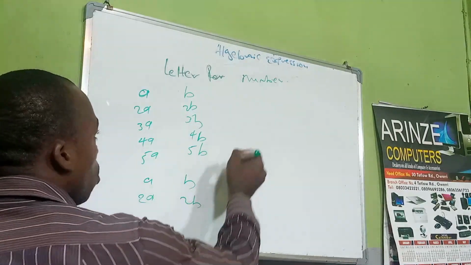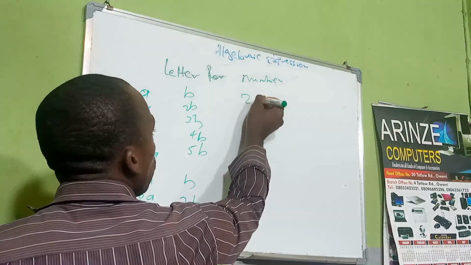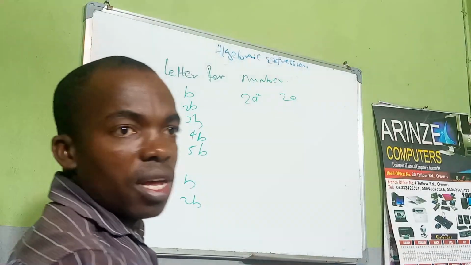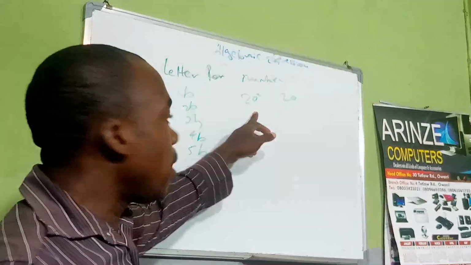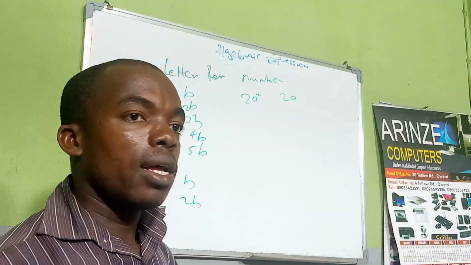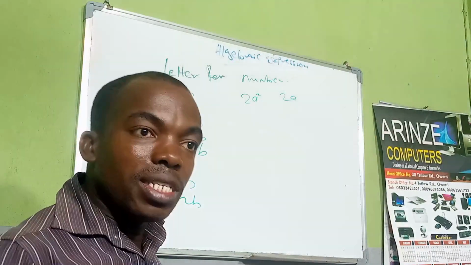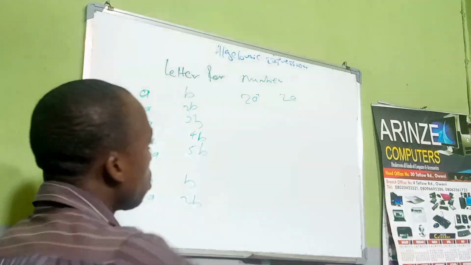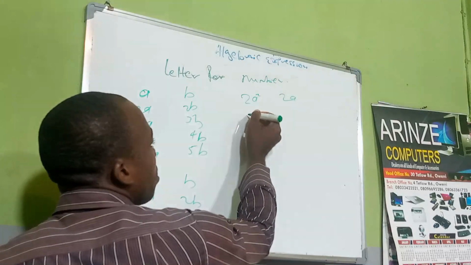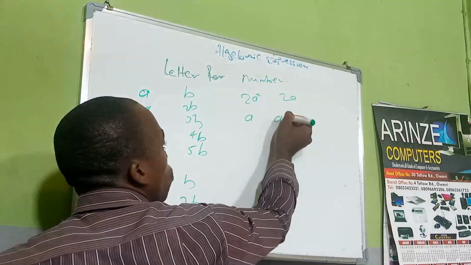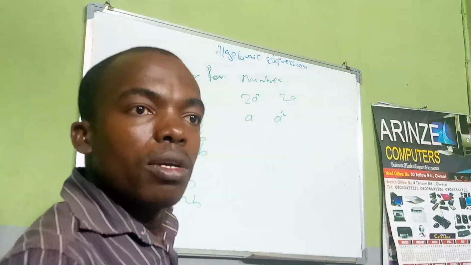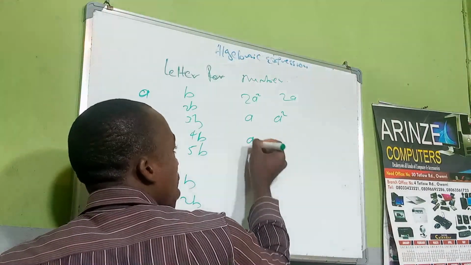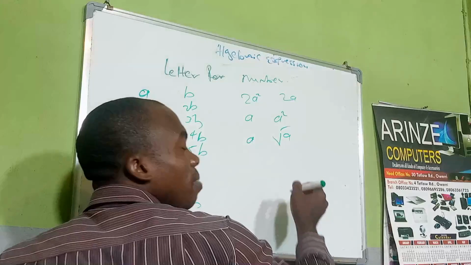Now look at this. Do you know that 2A raised to power 2 and 2A are not similar letters? In mathematics, you cannot add 2A raised to power 2 plus 2A. A and A raised to power 2 are not similar. Also, A and square root of A are not similar.